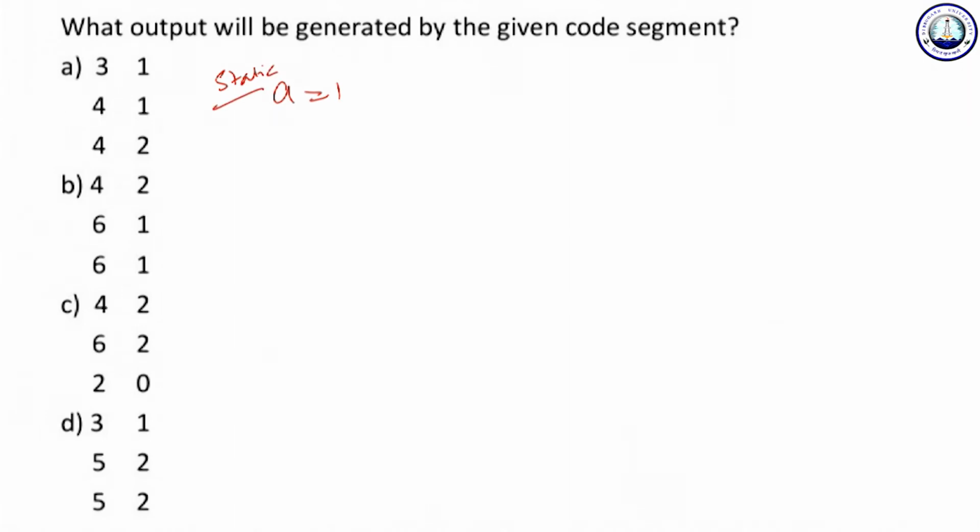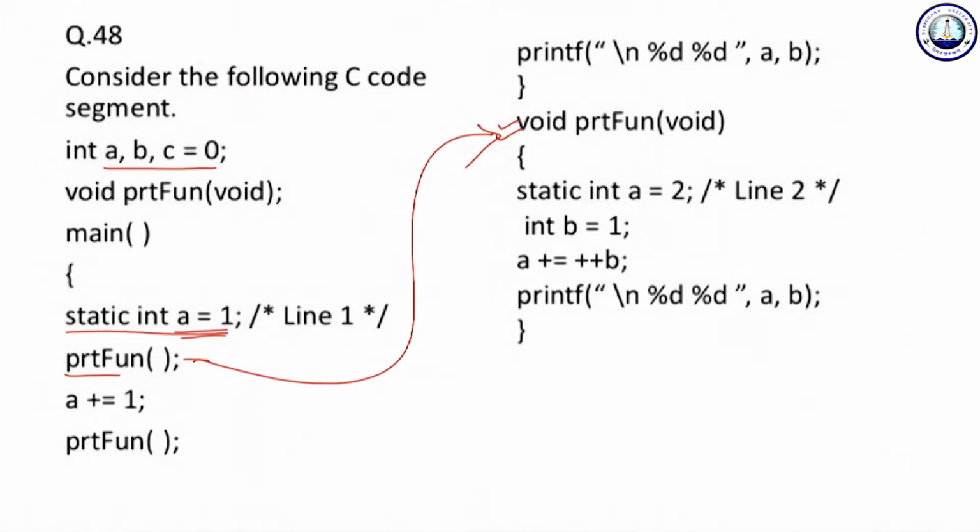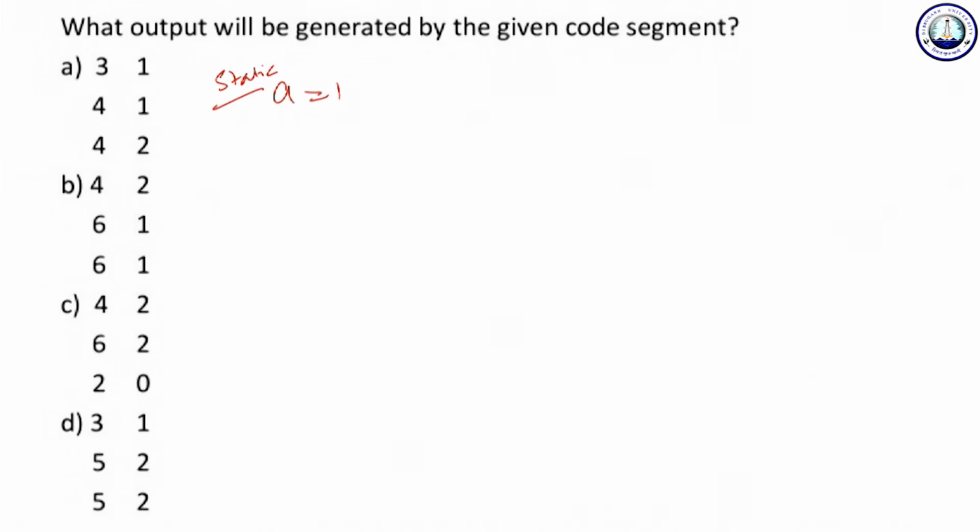Okay. Then this function is called, so we will go here. Here also A is being declared, and it is also being declared as static only. But this one is within this function. It is a local variable.